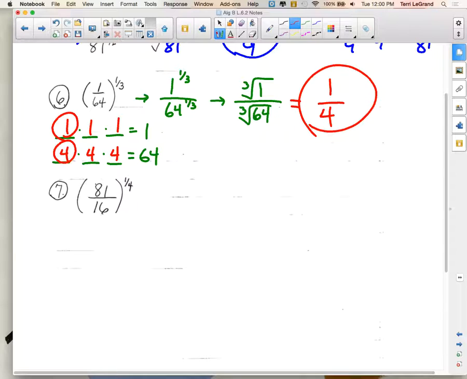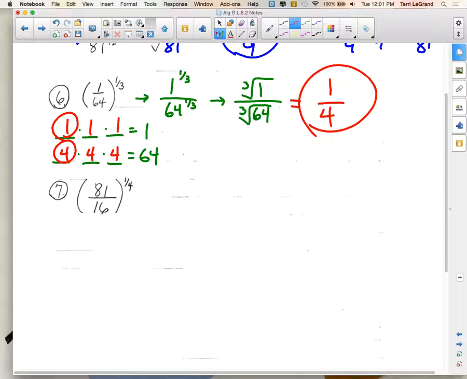And again, how could we verify that we have a good answer without the calculator? Well, what should be true? If this is the correct answer, what should be true? If you take 1 to the 3rd power. Noah? If you take 1 to the 3rd power, you should get 1. And if you take 4 to the 3rd power, you get 64.